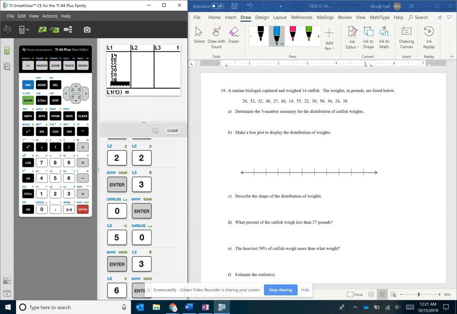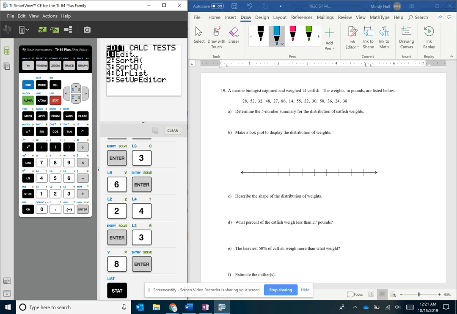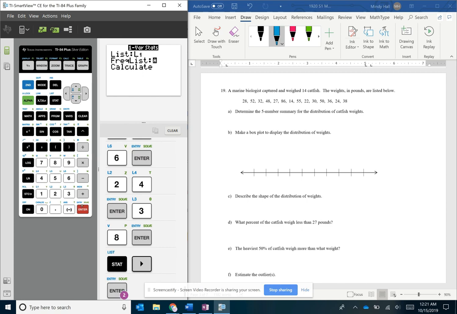36, 24, and 38. So make sure, by the way, I didn't mention this before, but make sure you check that your data is entered correctly. But to get the 5-number summary, you hit stat, you go right over to calc, and you do your 1-var stats again and enter, enter, enter. And your 5-number summary, if you scroll down, are these 5 numbers right here.